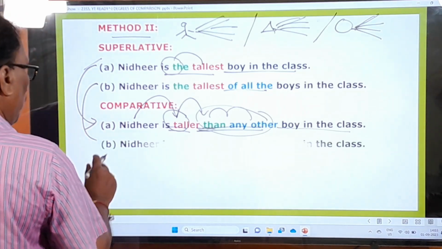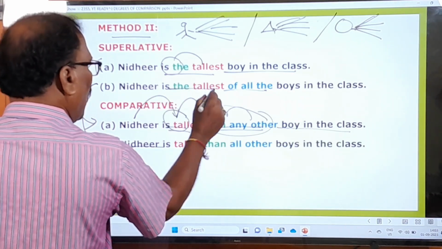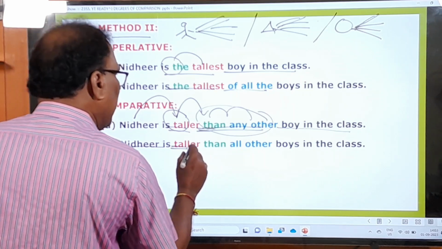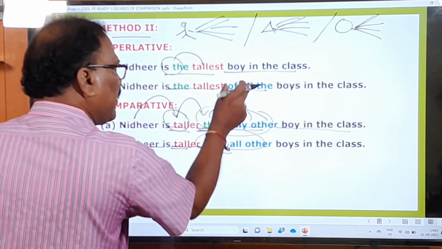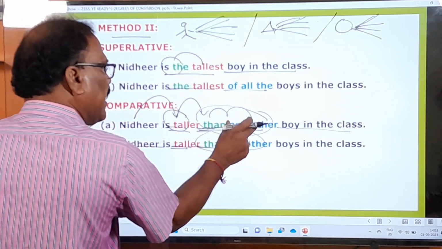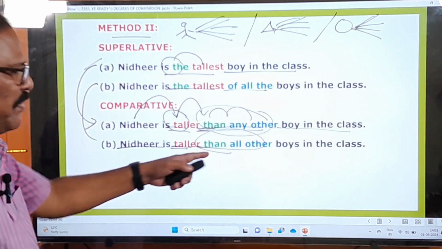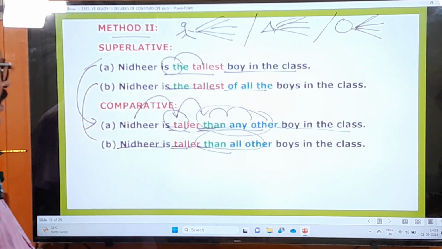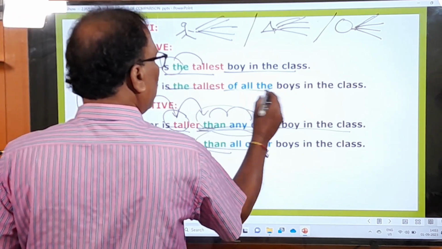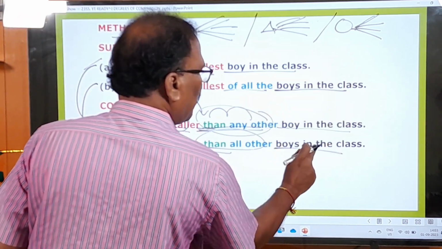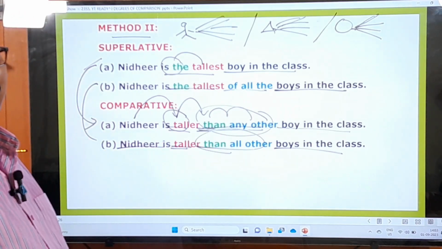Nidhir is, the tallest is turned into taller. After writing this, if at all in this direct style, than any other; in this slightly different style, than all other. See the difference. Than all other. After that, what is there, the boys in the class? That's the remaining part of the sentence that you are writing as it is.